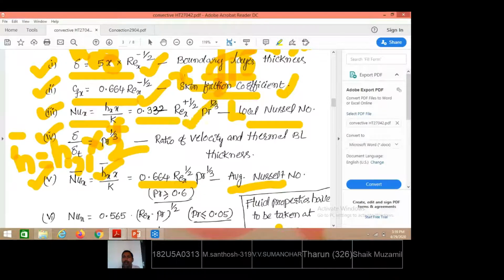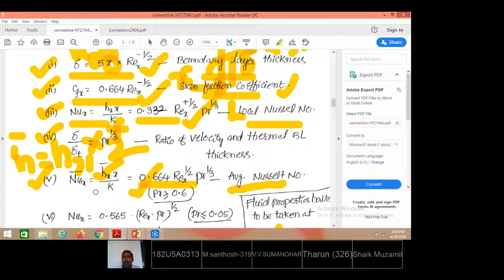Upon verifying this equation and this equation, this represents the local Nusselt number and this represents the average Nusselt number. From the estimation of the average Nusselt number, we get the average convective heat transfer coefficient. This is what it is. So when is it used?